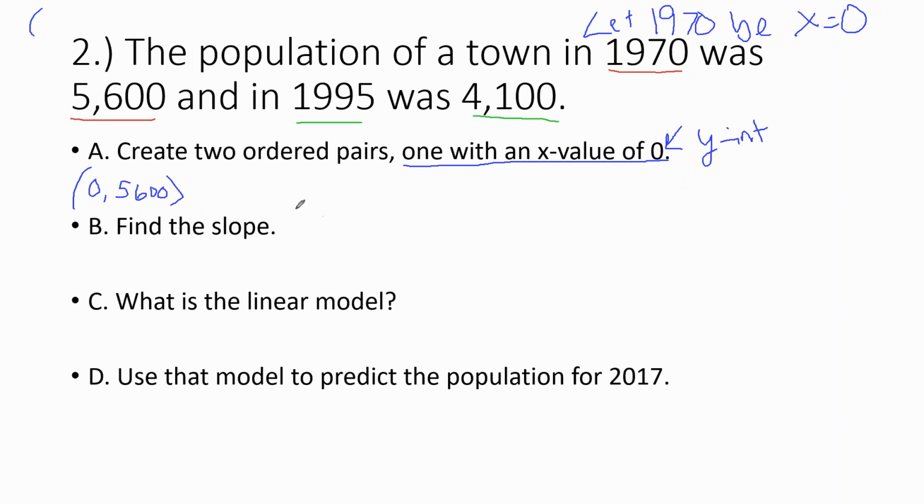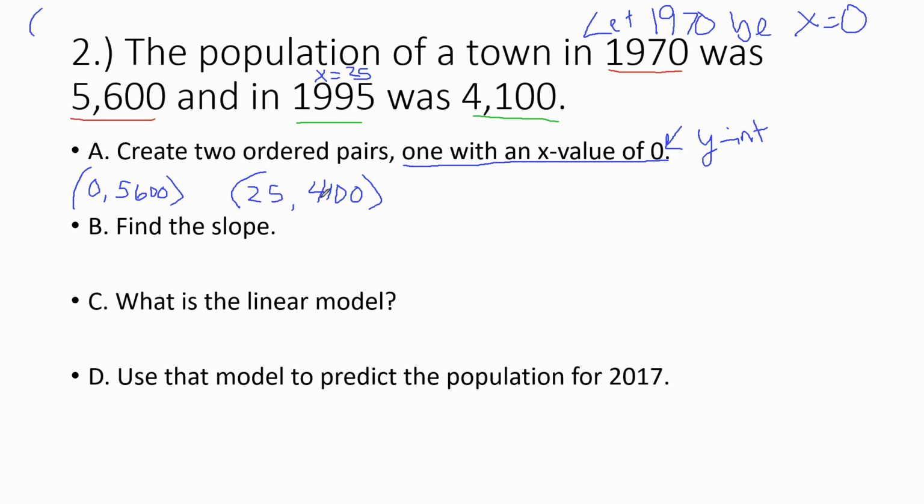Okay, now here comes the big question. There's one ordered pair because we let 1970 be x equals 0. So now my next year is 1995. So if 1970 is 0, what does 1995 want to be? Well, that's the y value, yes. But what's my x value for 1995? Think about how many years after 1970 is 1995? Yeah, you can subtract them. 25. So if 1970 is equal to x equals 0, then 1995 is equal to x equals 25 because it's 25 years later. That makes sense?